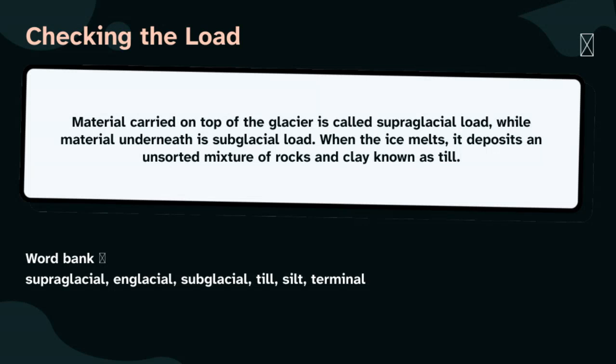The completed sentence is, material carried on top of the glacier is called supraglacial load, while material underneath is subglacial load. When the ice melts, it deposits an unsorted mixture of rocks and clay known as till. This gives us 3 essential terms for today's lesson: supraglacial, subglacial, till.